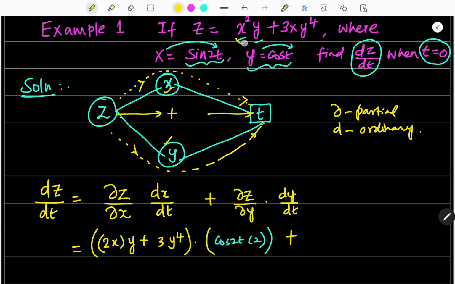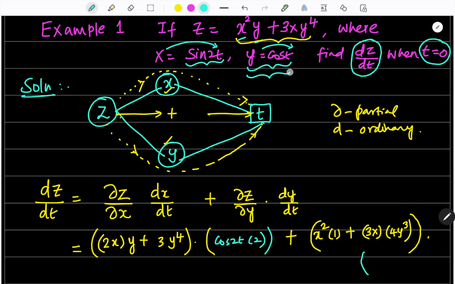You're going to differentiate this one with respect to y. So x square is a constant. Y derivative is 1. And then plus 3x is a constant, right? Now y power 4, you are going to differentiate, 4y to the power of 3. Okay, right. So all these things, it finishes dz by dy. Then you are going to multiply dy divided by dt.